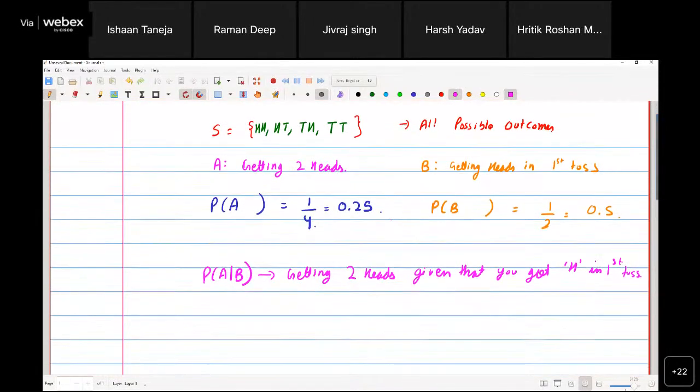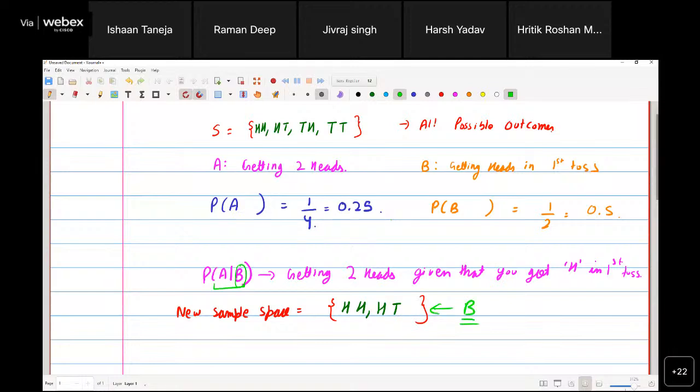What happens when I got head in the first toss? Did my sample space change now? Yes. What is my new sample space now? Head-head and head-tail, only two. So if you notice carefully, A given B is nothing but the probability of getting A with B as your sample space. This is my event B also.